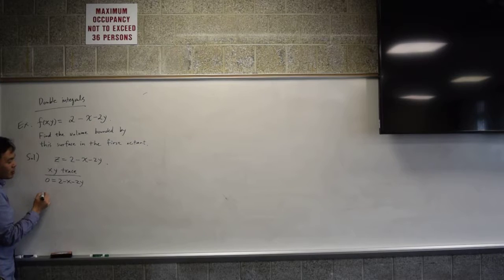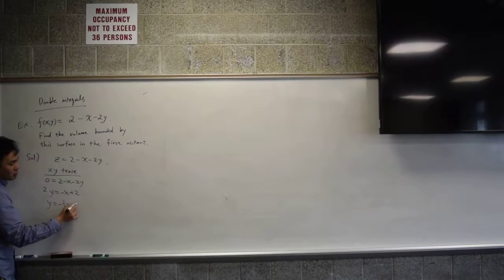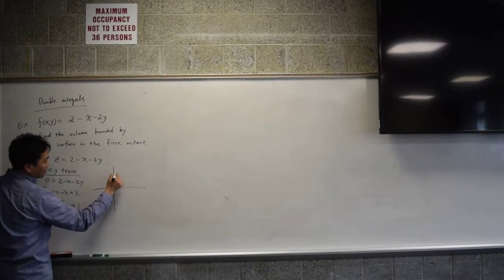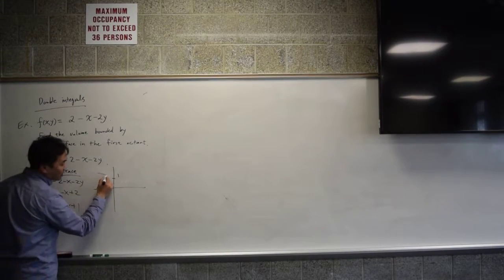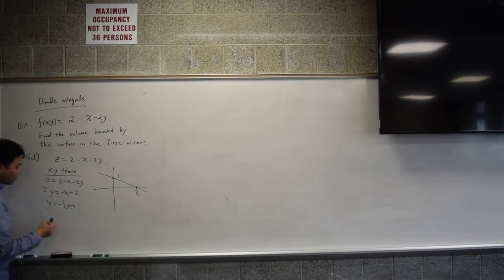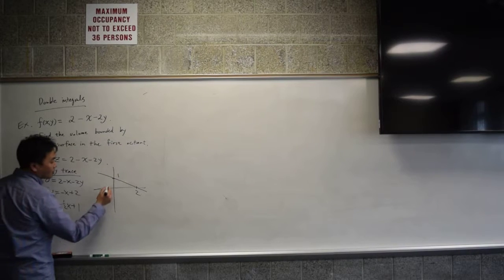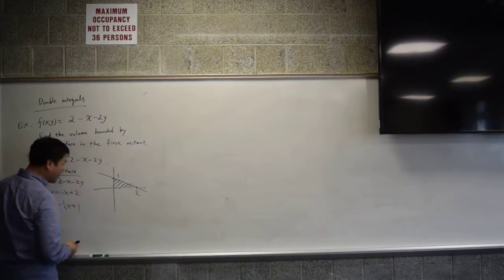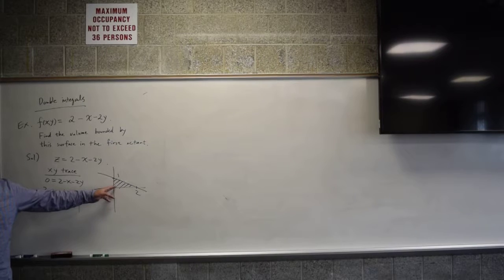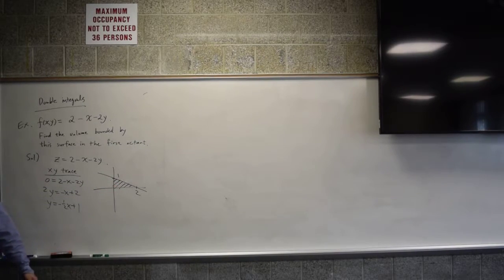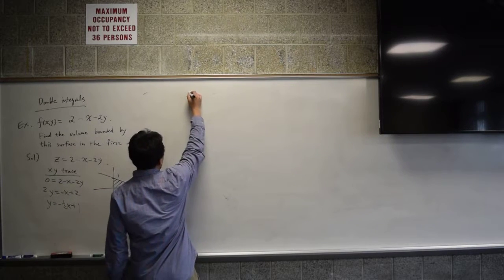And then if you solve for y, 2y is negative x plus 2, y is negative 1/2 x plus 1. So that's a line with y-intercept 1 and negative 1/2 as its slope. So this will be 2. 2 will be the x-intercept. And then this is the one that's enclosed inside the first octant. Remember, first octant meant x and y and z are all positive. So if you only wanted the part of this that's in the first octant, it will be this shaded area.